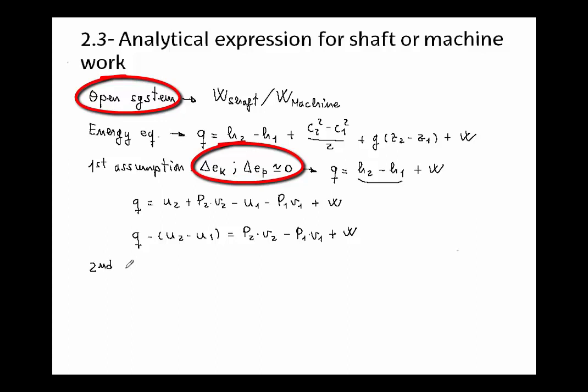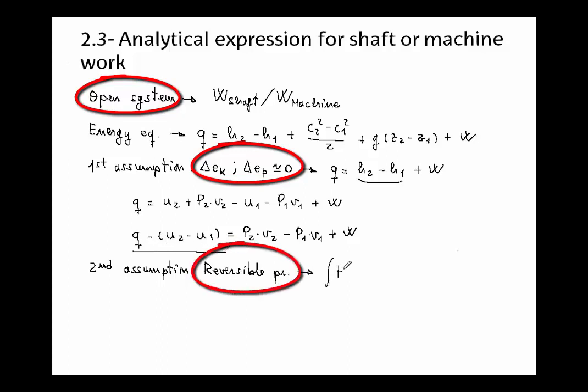The second assumption is that the process where that work is exchanged in an open system is reversible. Since the process is reversible, these terms equal the integral of pressure multiplied by the differential of volume, that is P2 V2 minus P1 V1 plus work, where this product is the integral from 1 to 2 of the differential of PV.